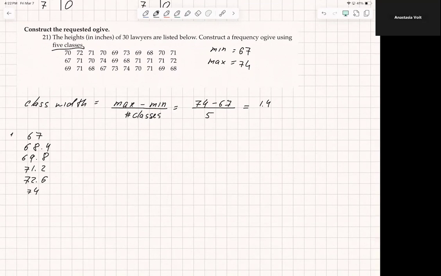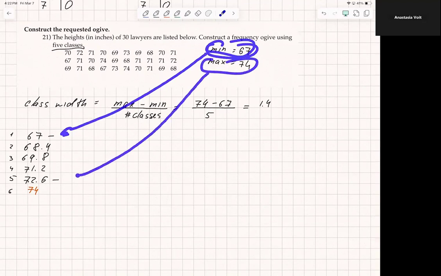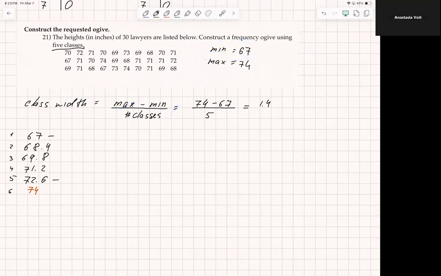Right? So we need 1, 2, 3, 4, 5 classes, and the 6th one for now is like a placeholder, 74, right? So you need to check the first and last class and see if the minimum value goes to your first class and the maximum value goes to your last class. If everything works fine, then we can continue on with the setup. If something is not assigned to the correct or to any class, then we probably need to make some adjustments.